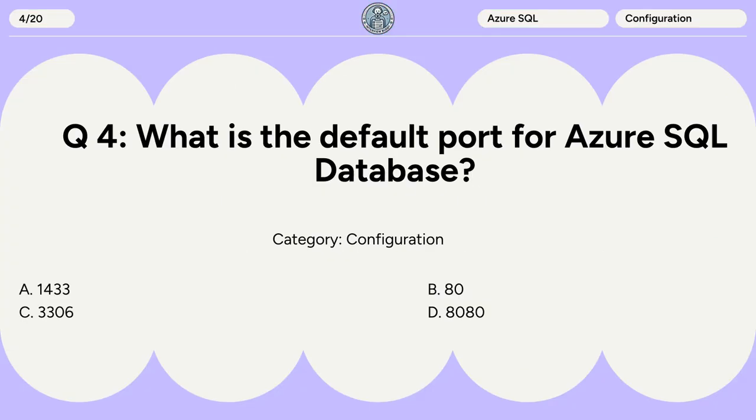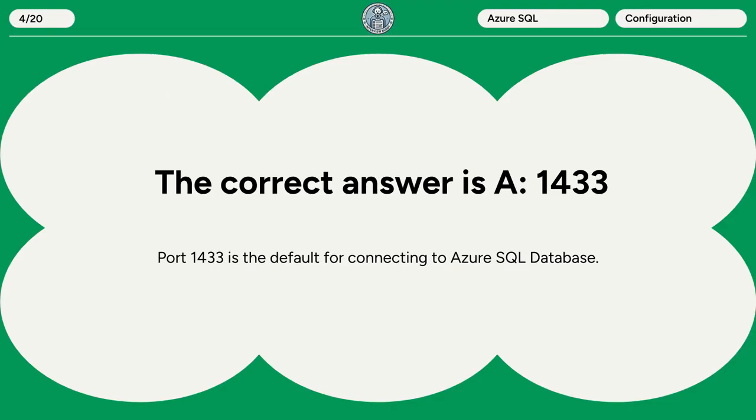Question 4. What is the default port for Azure SQL Database? A. 1433. B. 80. C. 3306. D. 8080. The correct answer is A. 1433. Port 1433 is the default for connecting to Azure SQL Database.